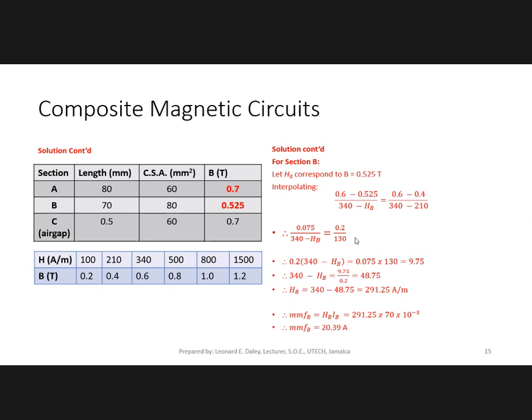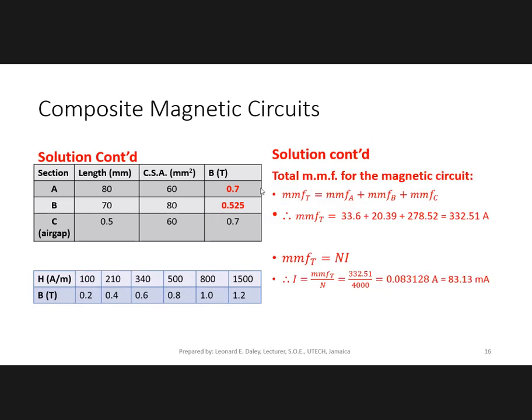Instead of drawing the graph, you calculate like this, and then HB works out to be 291.25, and the MMF across section B would be HB times LB, which works out to be 20.39 amps. So the total MMF for the magnetic circuit, MMFT, would be equal to MMFA plus MMFB plus MMFC. When we add up all of them, we get 332.51 amps. And then the total MMF is also equal to N times I.